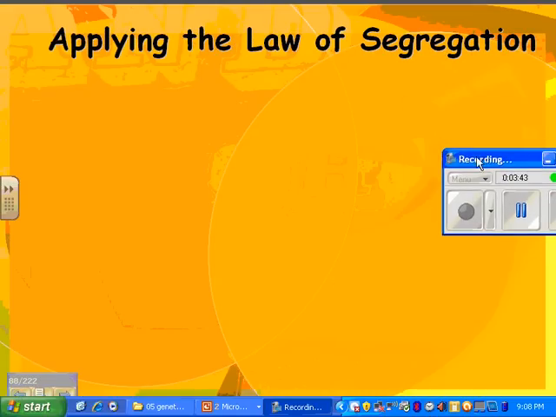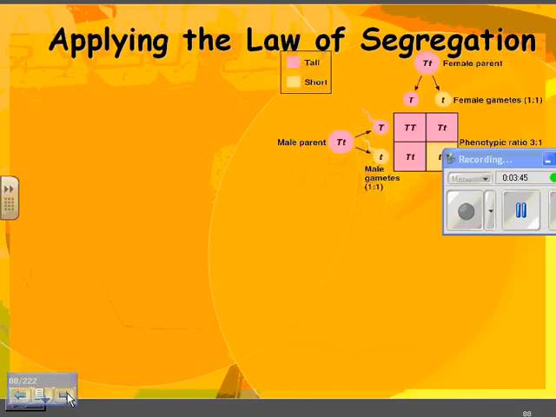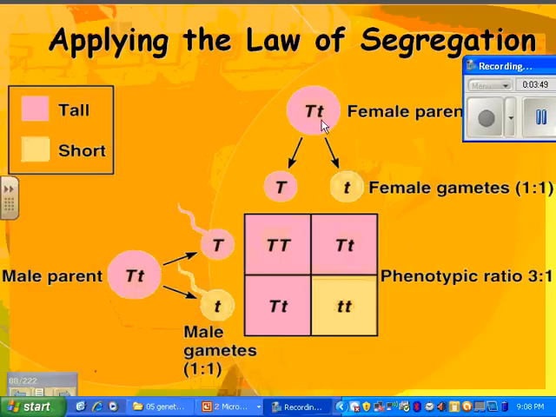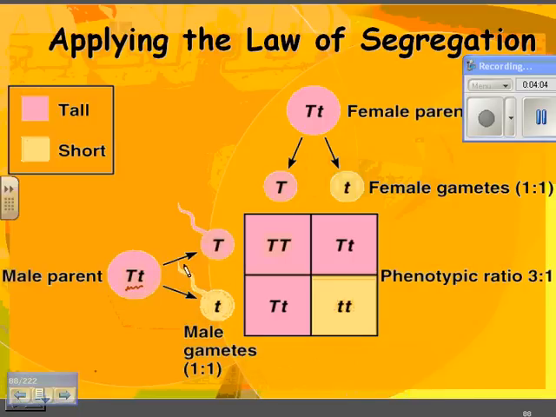Applying the law of segregation. So here's an example of that. Here's the female parent, big T, little t, and the alleles separate out into two different gametes. Big T, little t for the dad too in this case, and the alleles again separate out into the two sperm. So that's segregation. It's saying that the two alleles that you have for anything are separated when you make your sperm or when you make your eggs, and then they recombine at fertilization when an egg and a sperm unite.